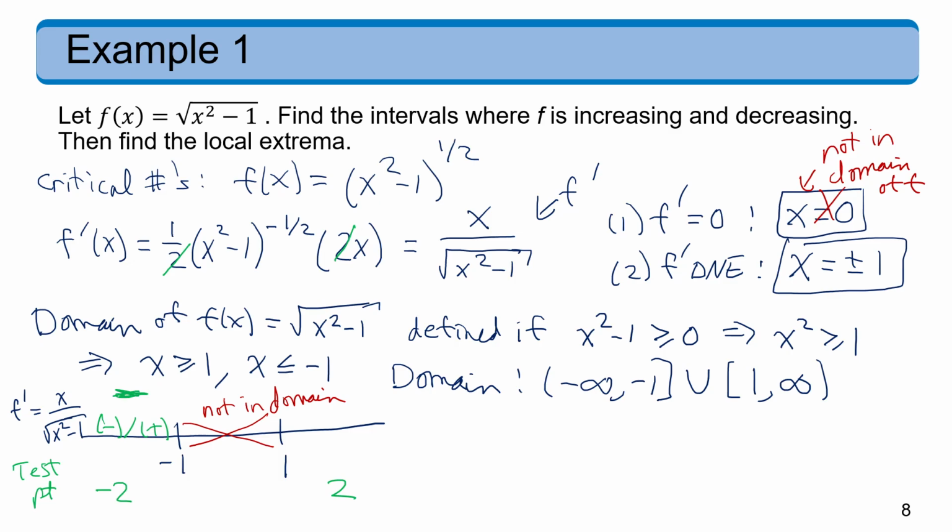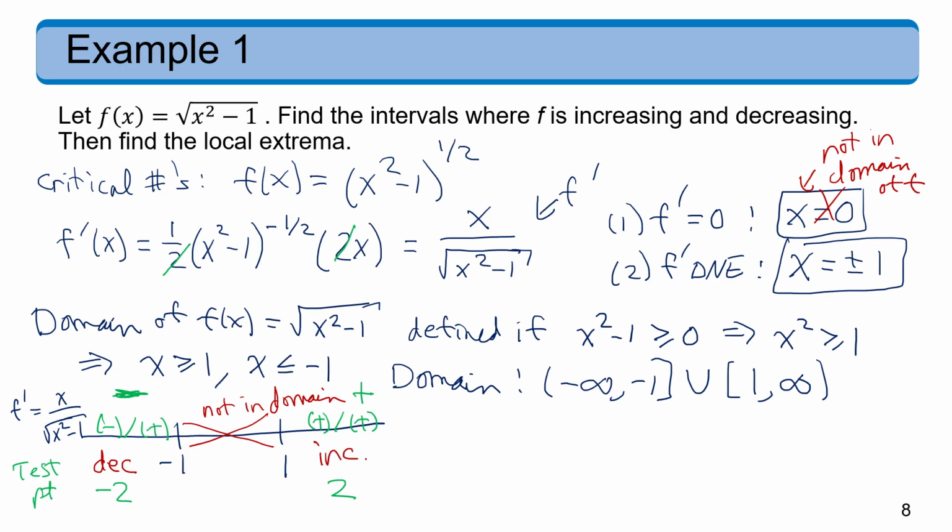Our other test point is 2. When we plug 2 in here, the numerator will be positive. Denominator will be square root of 3, which is positive. Okay, so we have positive over positive, which of course is a positive result. So those signs tell us about increasing, decreasing. The first subinterval on the left, we have a negative derivative, which means the function is decreasing. And then the subinterval to the right of 1, f prime is positive, which tells us the function is increasing.